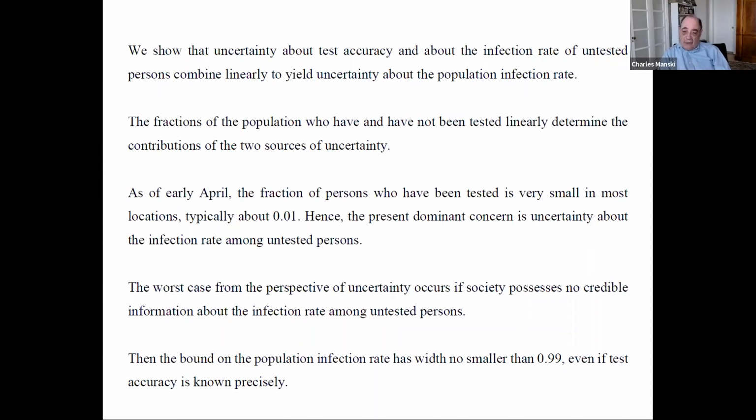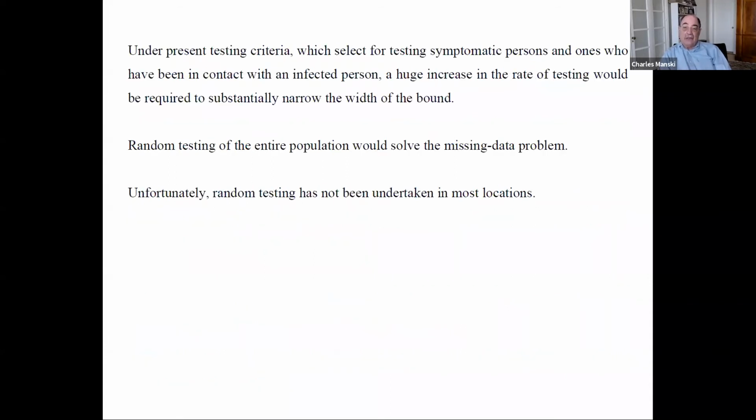It doesn't require any math at all to see that if you knew nothing about what's going on with those 99% of people, then you can barely draw any conclusions at all. And that would be true even if test accuracy were known precisely. So let me just make a side comment here. There's been a lot of discussion about the need for increased testing. And I think one has to be very careful about interpreting this, about what would be the value of increased testing.